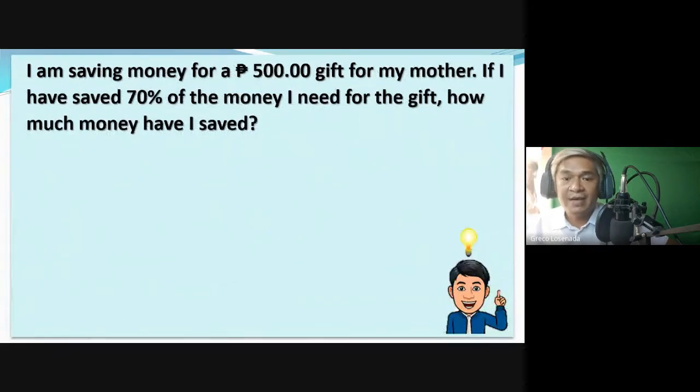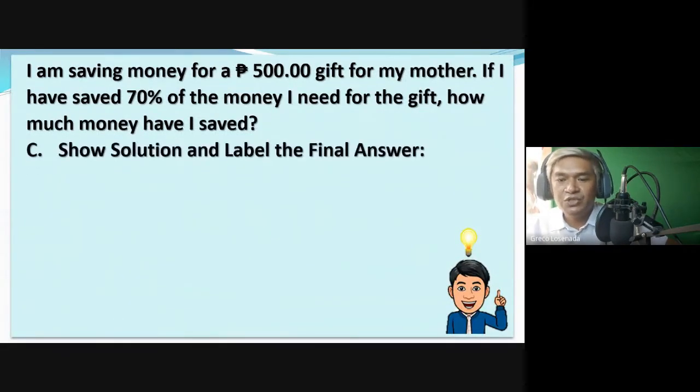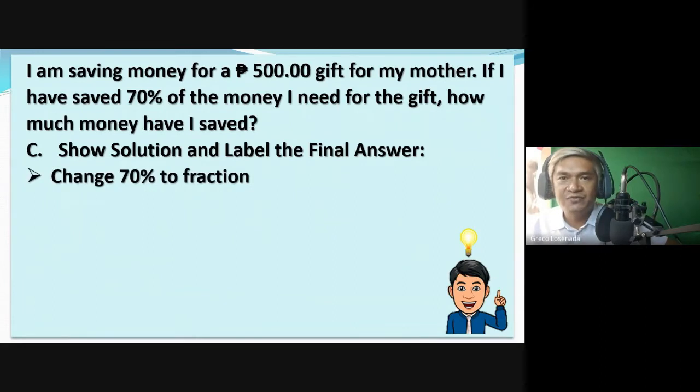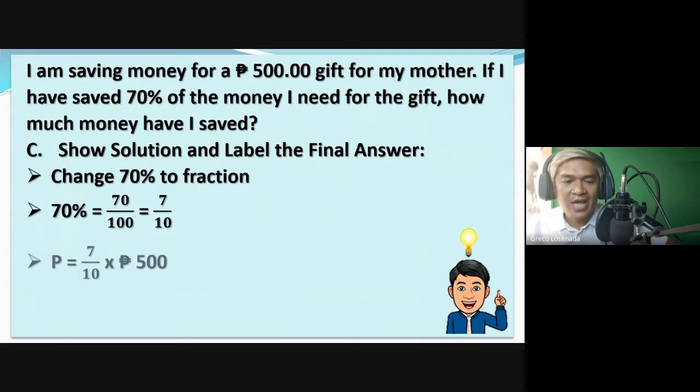Okay, for the third step, we need to show the solution and label the final answer. But this time, we're going to use strategy 2, wherein we're going to change the rate to fraction. So we have to change 70% to fraction. 70% is equal to 70 over 100, wherein its lowest term is 7/10. Then we have P is equal to 7/10 times 500.